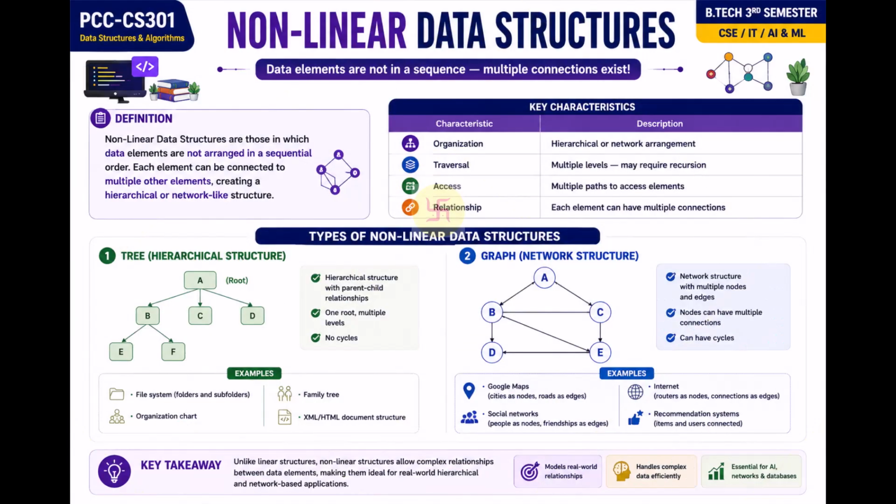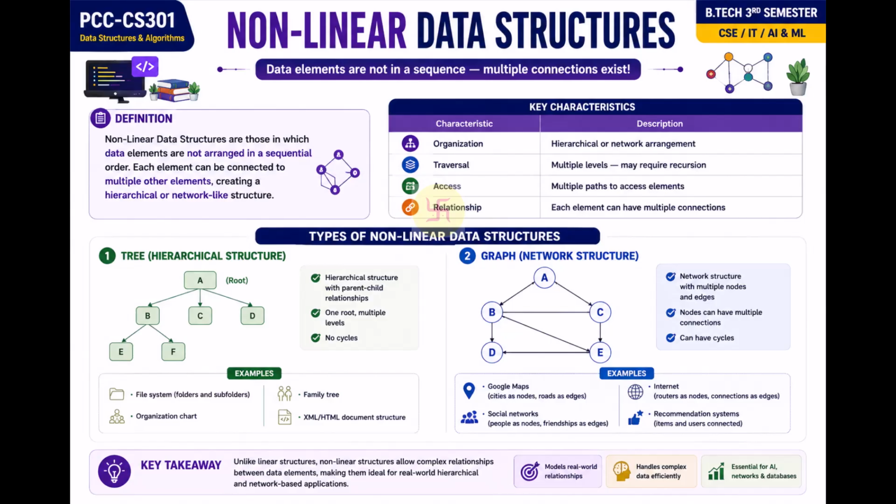Now let's explore non-linear data structures. Here, elements are not arranged one after another in a simple sequence. Instead, one element can be connected to multiple other elements. The two most important examples are trees and graphs. A tree represents a hierarchical relationship.